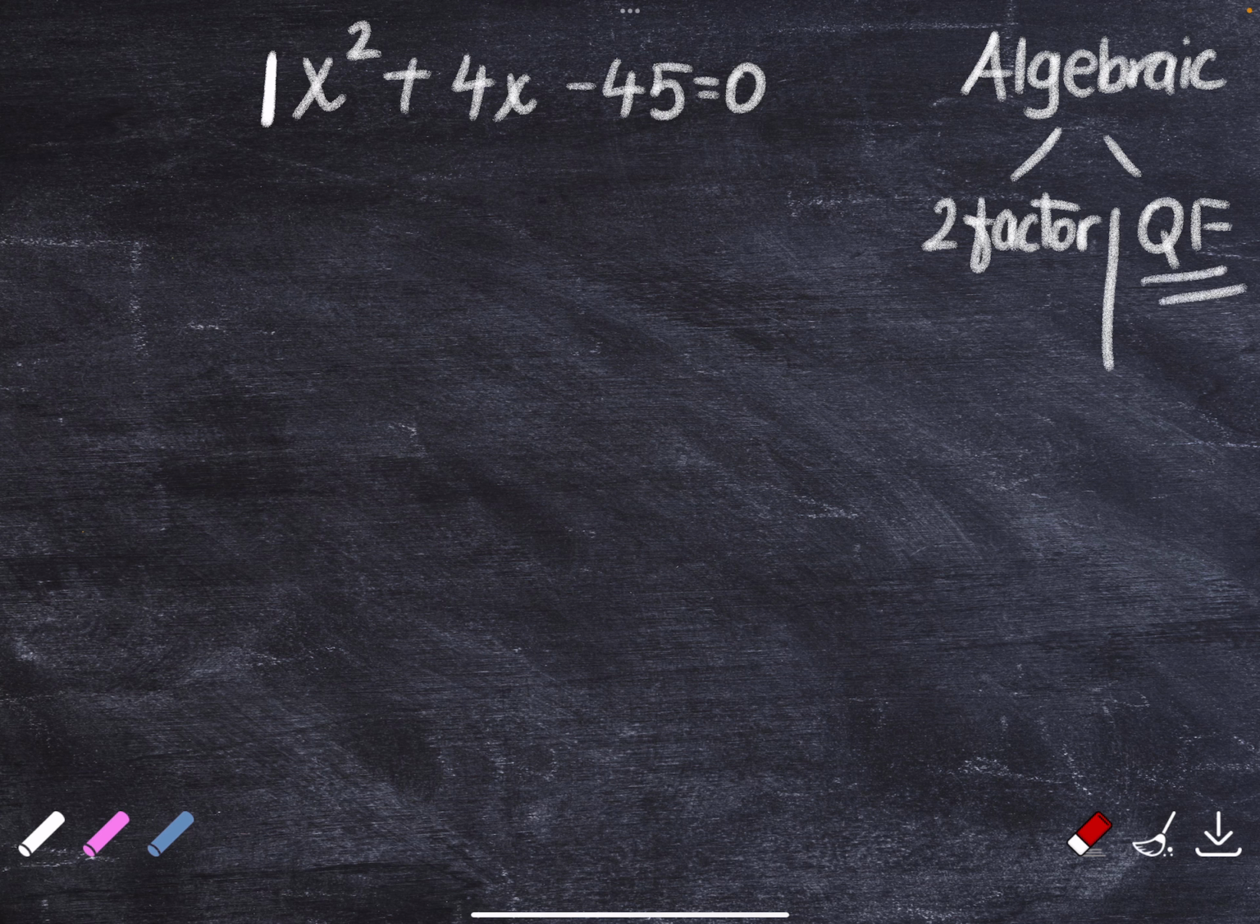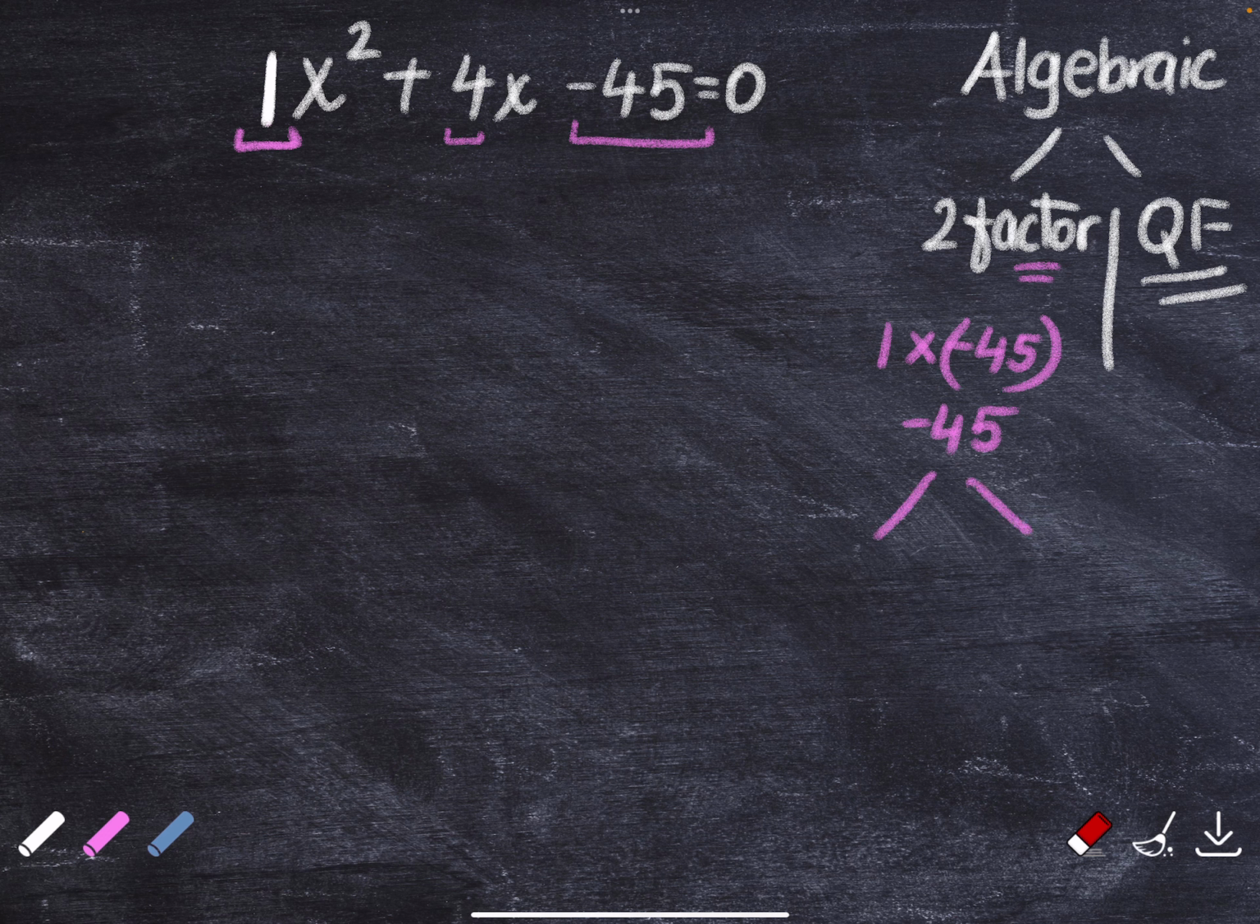Now by looking at it, it looks to me that I can easily solve it by splitting the middle term or finding the factors. The middle term is 4. I first multiply the first term and the last term. So what do I get after multiplying the first number and the last number? It is 1 times negative 45, which is negative 45.